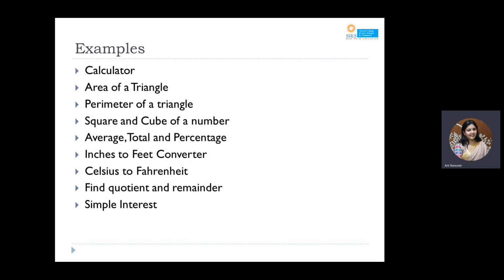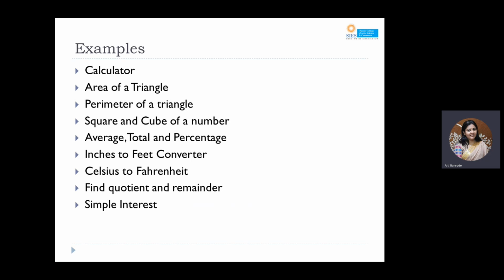Now we will look at various basic examples of programming. So here you can see you have calculator, area of a triangle, perimeter of a triangle, square and cube of a number. All of these are examples which are similar to what you've seen in the beginning or something similar to what I have done. Out of these examples, I have solved a few of them. The others can be done by you as practice.